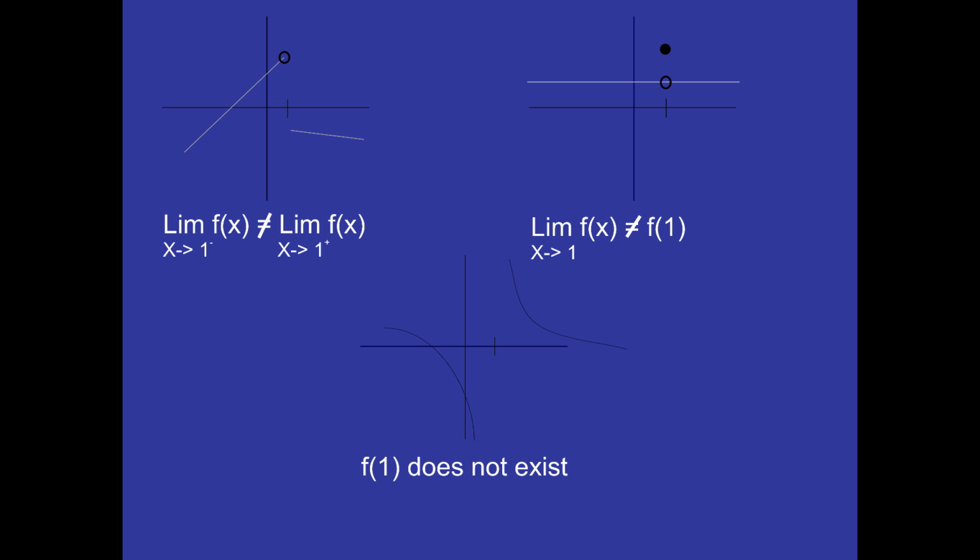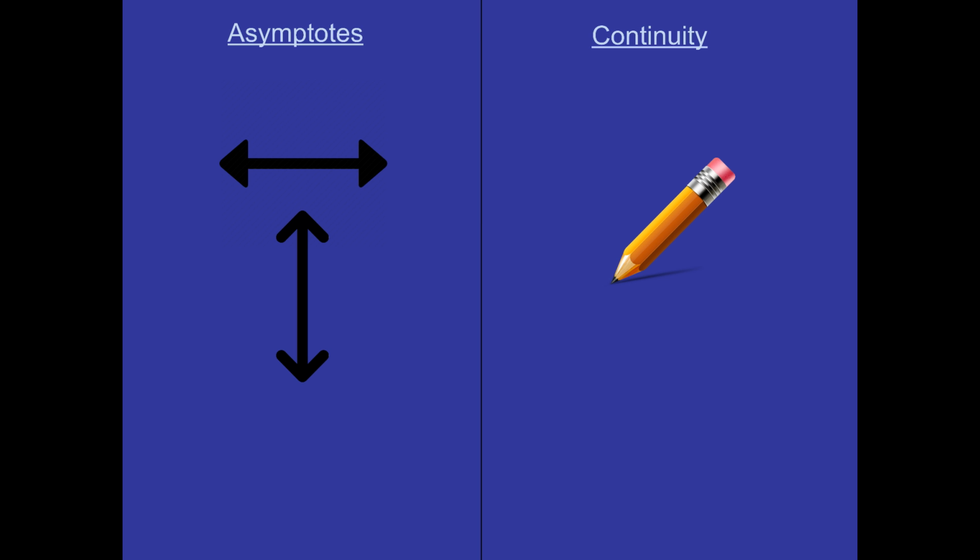Let's test these graphs to see if they're continuous at certain points. The first graph is clearly not continuous because it jumps at x equals 1. The mathematical way of saying this is that the limit as x approaches 1 from the left does not equal the limit as x approaches 1 from the right. The second graph is also not continuous at x equals 1 because f of 1 does not equal the limit of f of x as x approaches 1 from both sides. The last graph is also not continuous because f of 1 does not even exist. If you see any of these three instances, the function is not continuous.